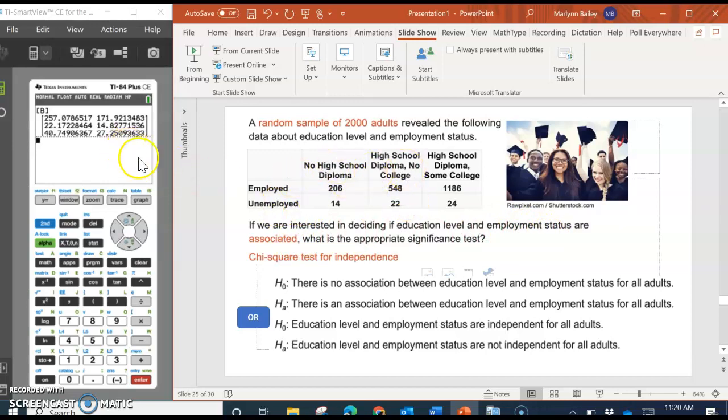It's the same process in the calculator, but stating your null and alternative hypotheses would be different. So HO says there's no association between education level and employment status, and HA says there is an association. Now, if you want to use the word independent instead, then HO would say that they are independent, because if they have no association, then they're independent. And then HA would say that they're not independent. So you could do HO and HA either way here.